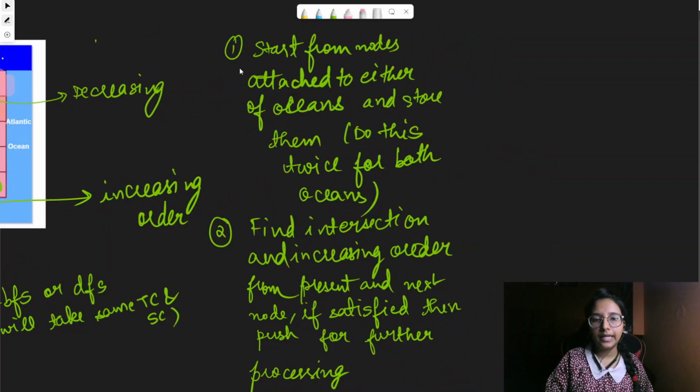So now, here we will start from the nodes attached to either of the oceans and store them, and do this twice, once for each of the oceans. That's what we will be doing.